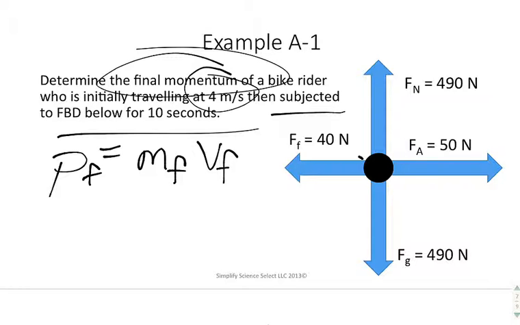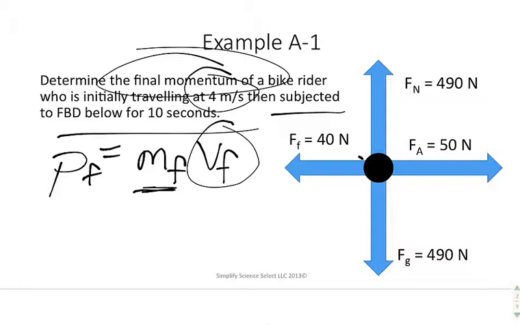So if I were to look at this particular situation, I would realize that no matter what forces I exert on a particular object, the mass is not going to change. So the mass is going to stay the same regardless. So really what I need to do in order to get this to work is solve for the final velocity. So the first thing that I need to do is work through these forces and see what I've got going on.